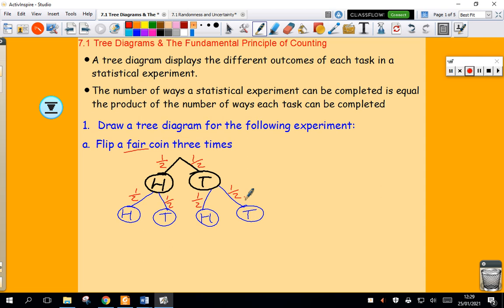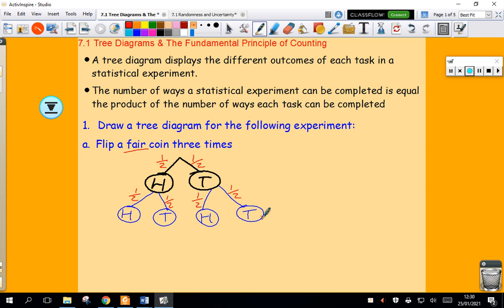A couple of things to note. If you look at the grouped branches here, 1/2 plus 1/2 is 1, 1/2 plus 1/2 is 1, 1/2 plus 1/2 is 1. Those little groups should always add up to 1. So there's the first 2 tasks complete. You can see there's 4 different outcomes now. Heads, heads, heads, tails, tails, heads, or tails, tails. There's 4 different outcomes for flipping a fair coin twice.